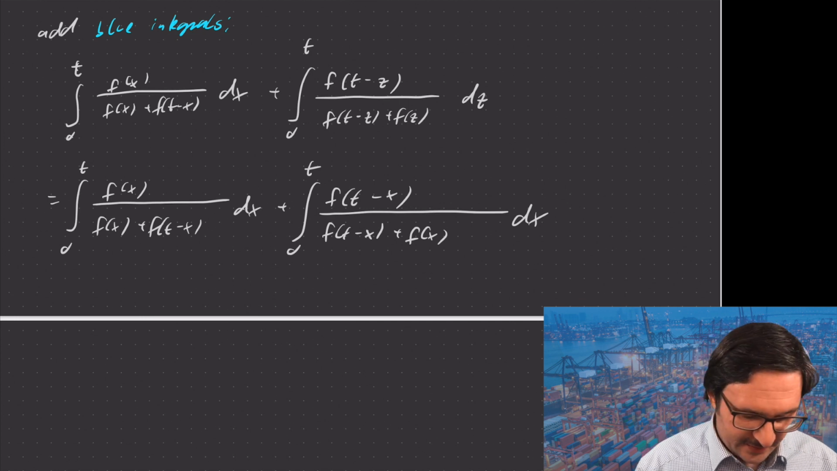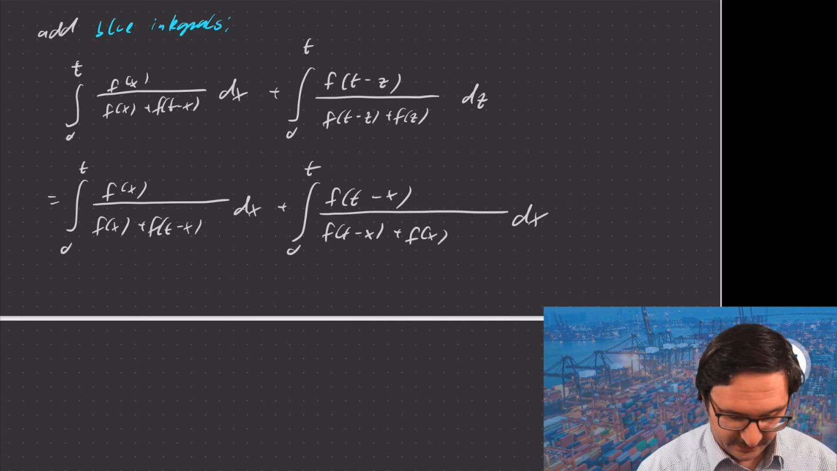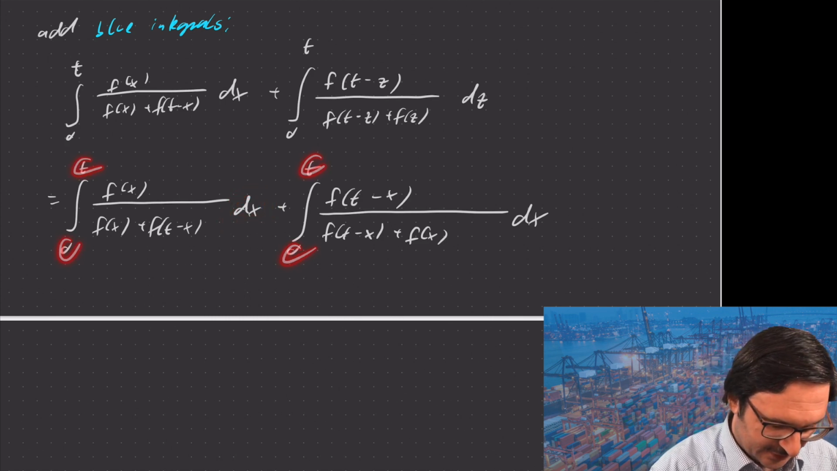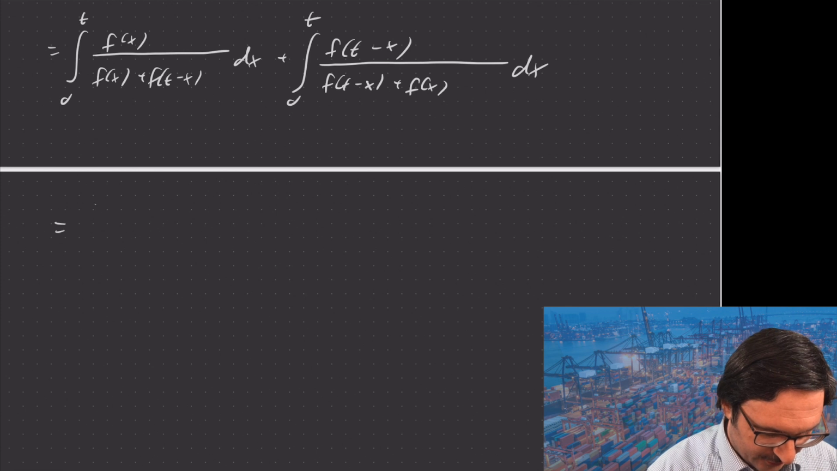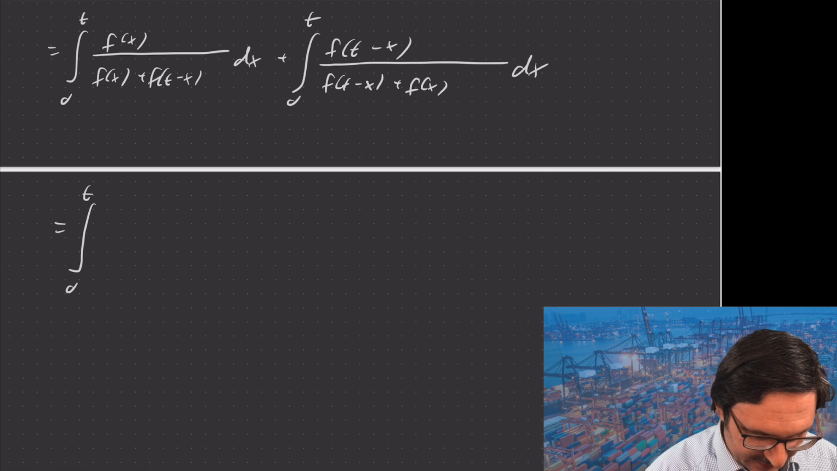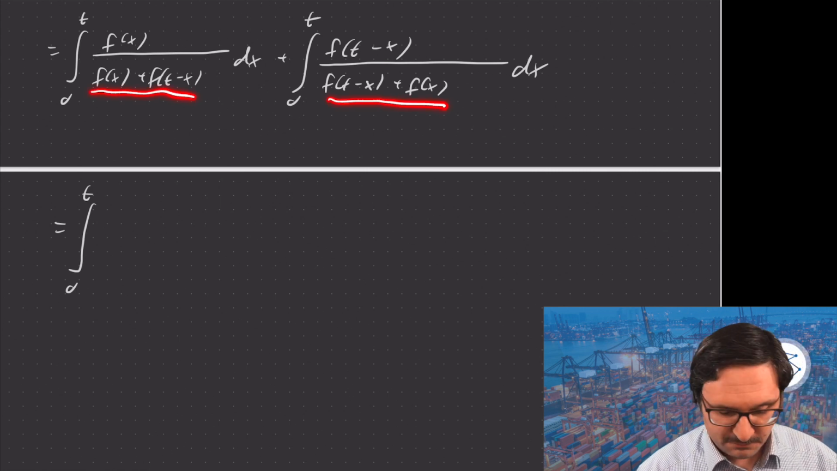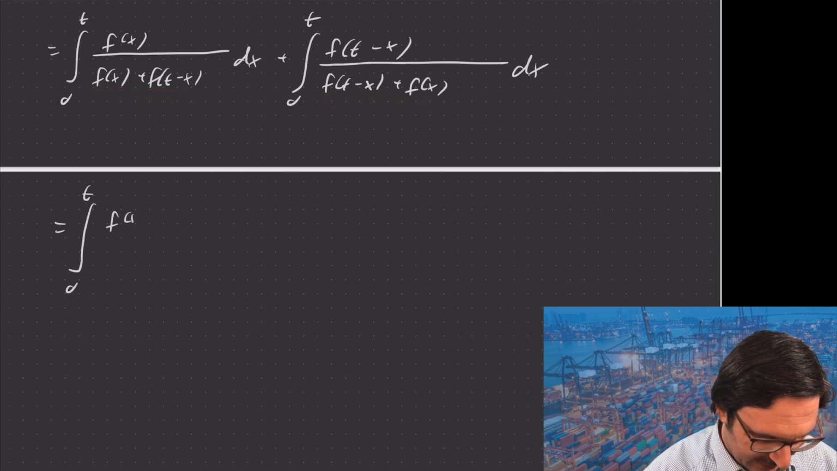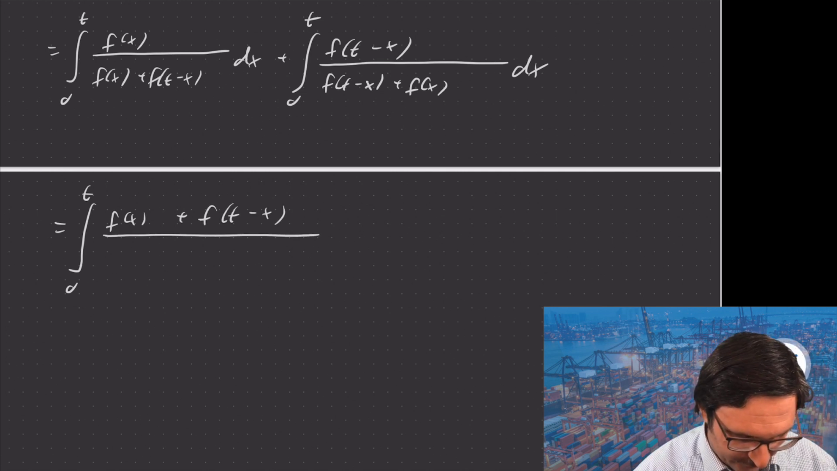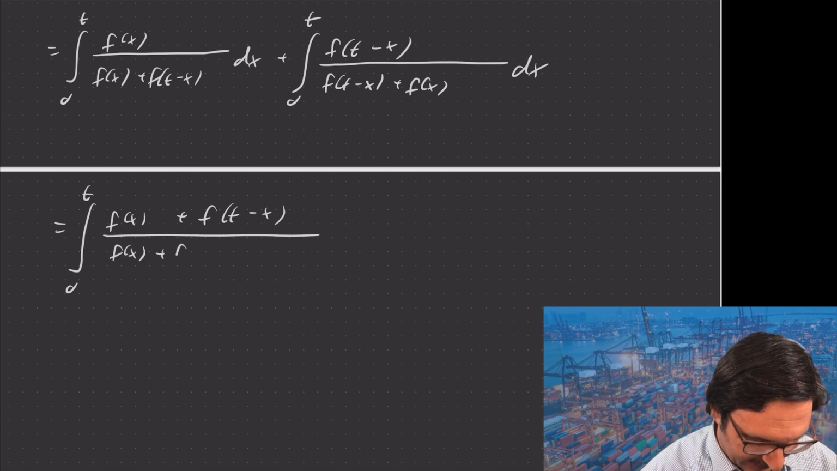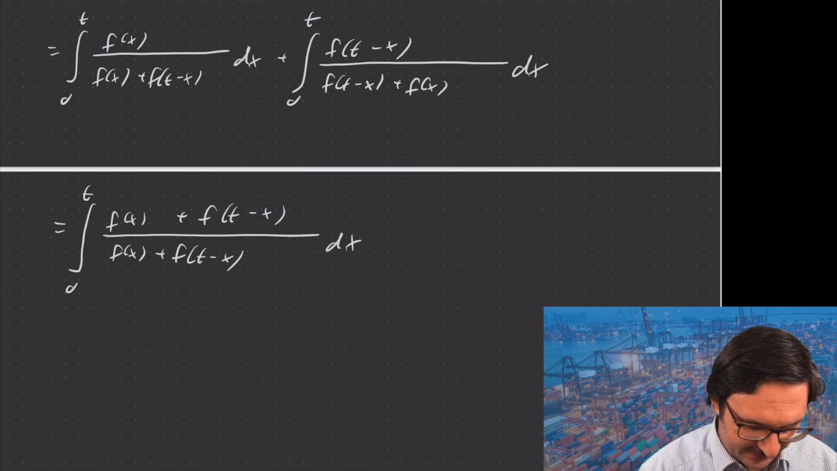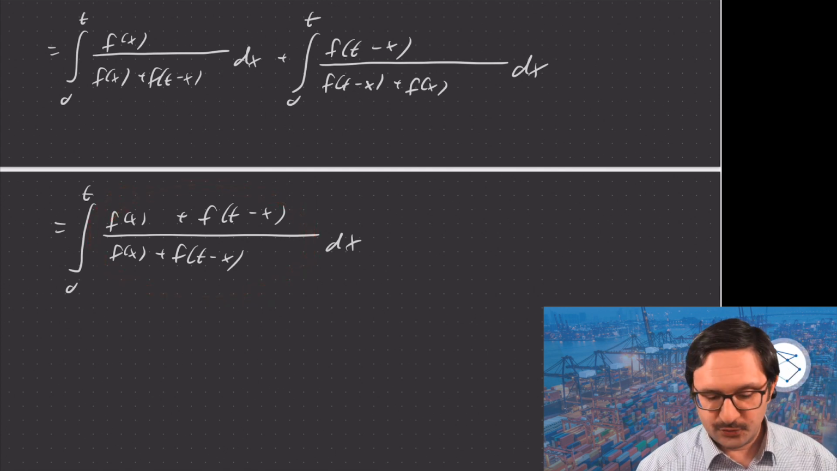And now you can see we can take these two integrals and write them as one. They both use the same variable name, they both use the same bounds, so we can just write this as one large integral from 0 to t. You can also see that the denominator is absolutely the same. So that means we get f of x plus f of t minus x over f of x plus f of t minus x dx. And now this expression here, well, that's just 1.